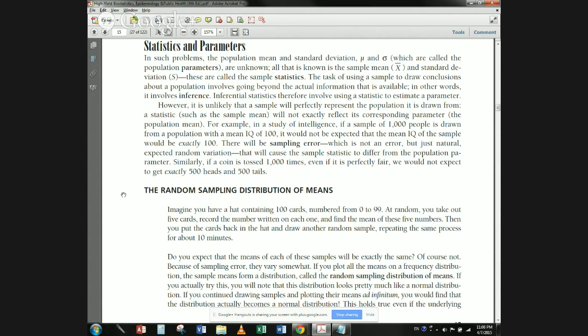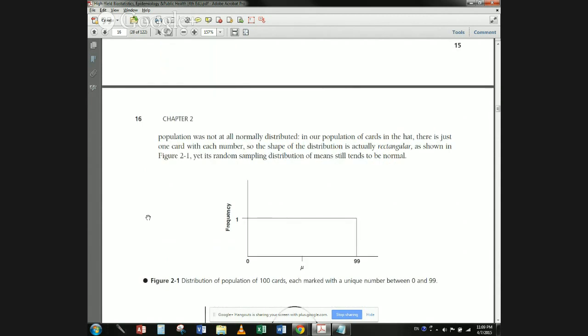If you plot all the means on a frequency distribution, the sample means form a distribution called the random sampling distribution of means. If you actually try this, you will note that the distribution looks pretty much like a normal distribution. If you continue drawing samples and plotting their means ad infinitum, you would find that the distribution actually becomes a normal distribution. This holds true even if the underlying population was not at all normally distributed.